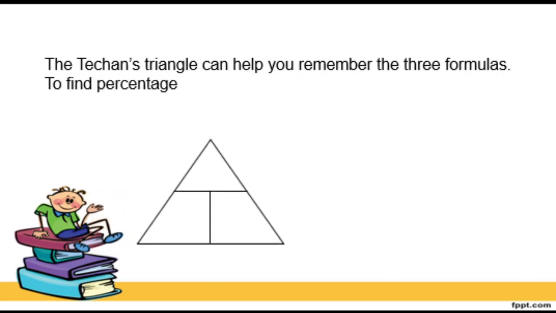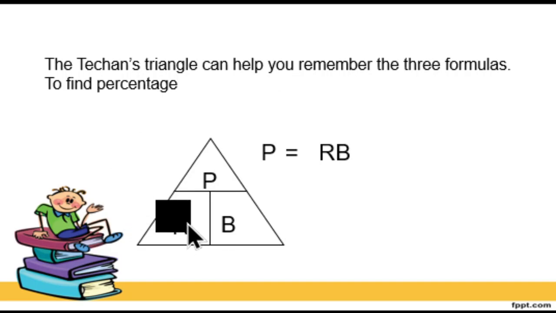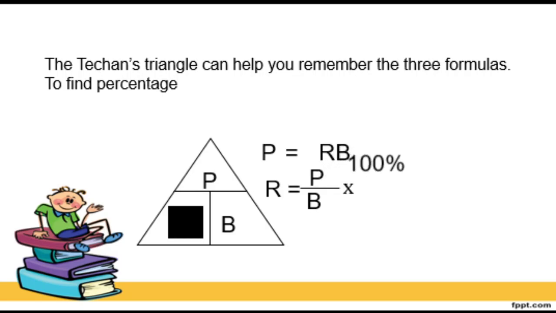Let me show you the triangle. The top is the P, then we have the R and the B. If we are looking for P, that is equal to R times the base. If R is unknown, let's cover R, so R is equal to P over B times 100. Then let me draw another triangle.